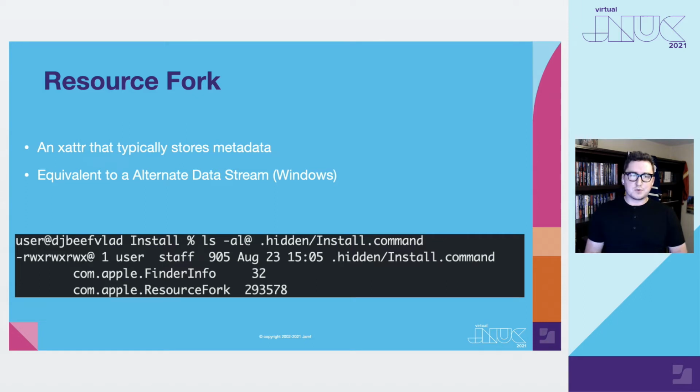The use of a resource fork is an interesting approach. Resource forks, which are a kind of named fork, are traditionally used to store metadata like thumbnail images or things to that effect. This data is stored as an extended attribute under the key com.apple.resourcefork. If we look here at the extended attributes, which are signified by the @ symbol, we see that the install.command script does indeed have quite a large resource fork. This is because it isn't just storing a thumbnail image, it's actually storing the final malicious payload there as well.